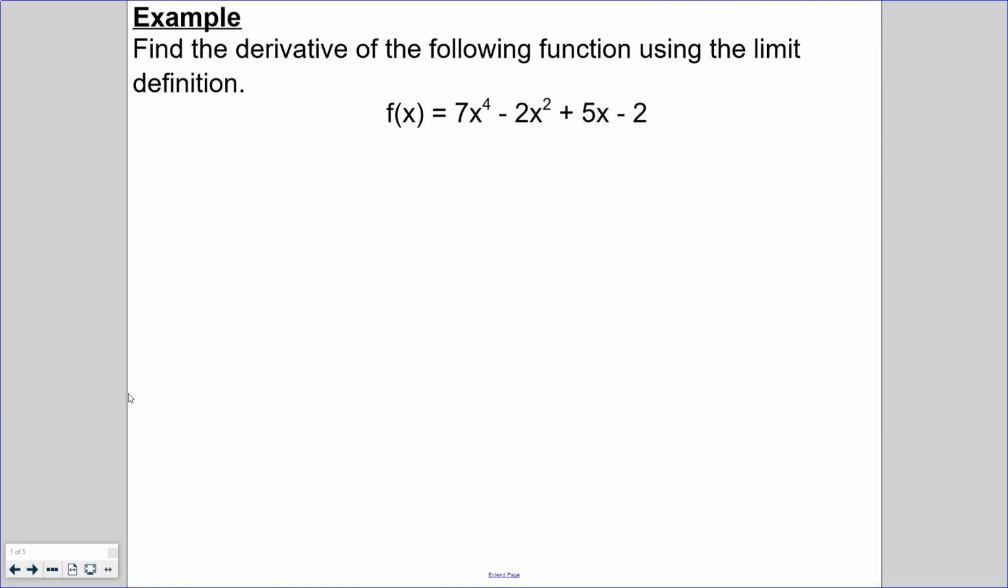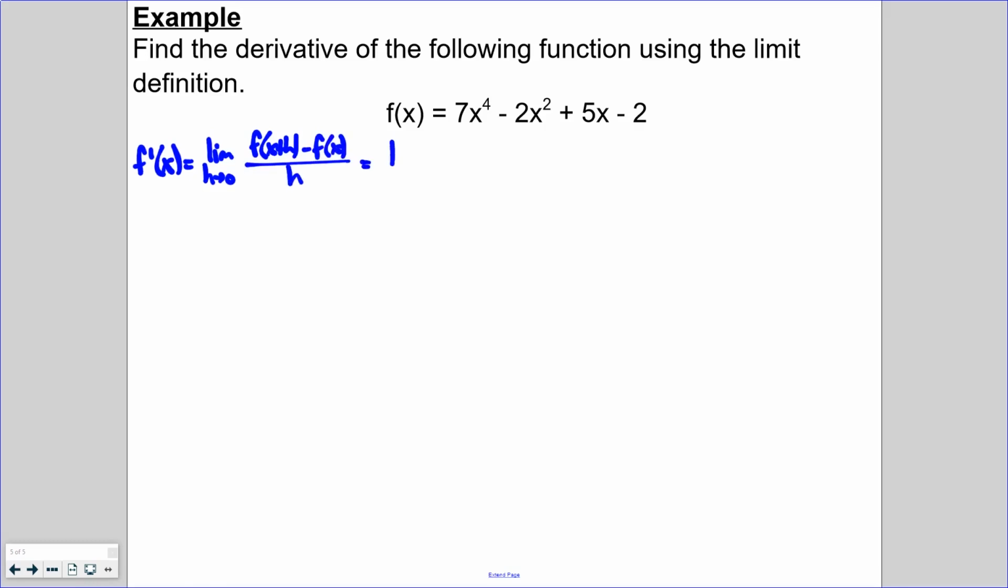So let's take a look at one more example, and this example is 7x to the fourth minus 2x squared plus 5x minus 2. Alright, so let's start this one off with our limit definition. F prime of x is going to equal the limit as h approaches 0 of f of x plus h minus f of x all over h.